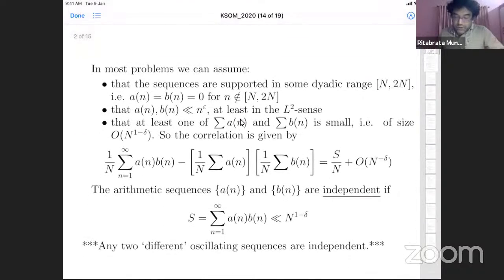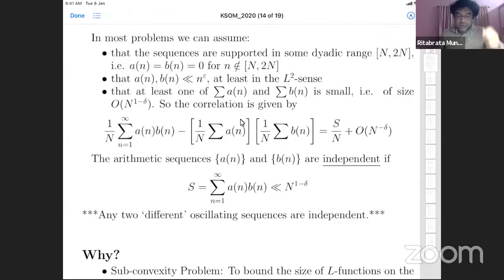Okay. So now, in the main problem of arithmetic correlation, as I said, there will be some conditions on the arithmetic sequences. For example, we are going to assume that they are supported in some dyadic range, between capital N and 2N. So beyond that, they are just vanishing, right?